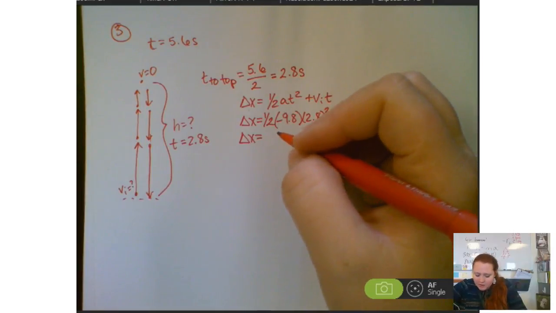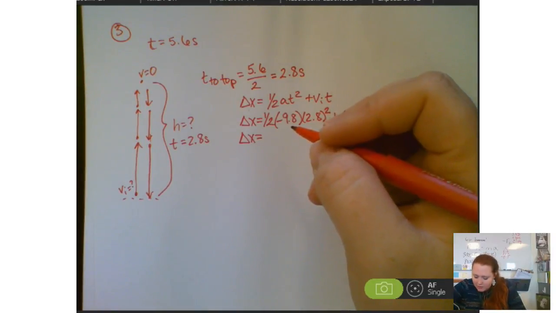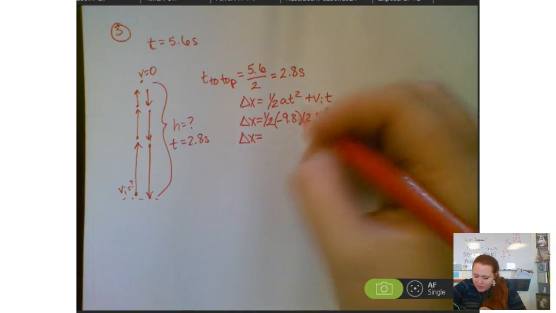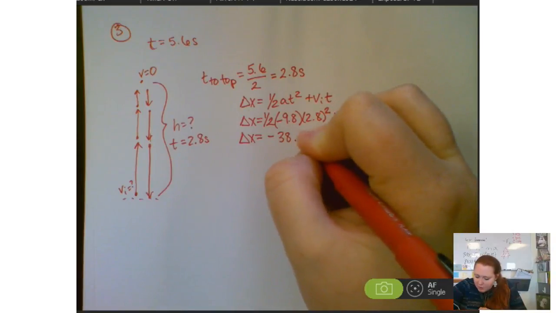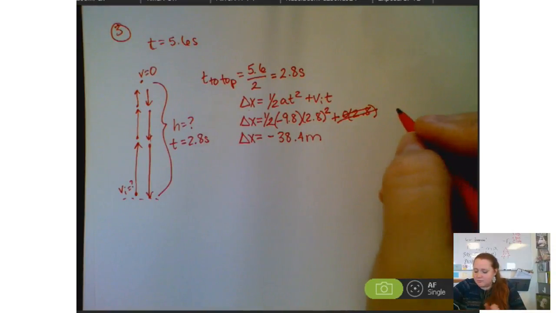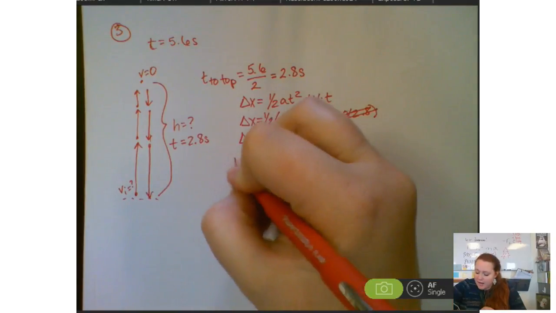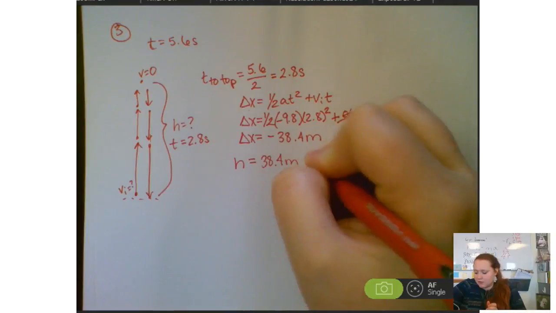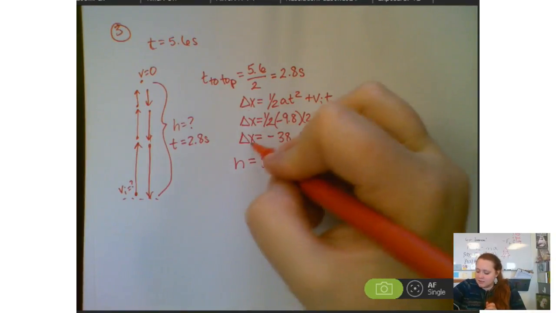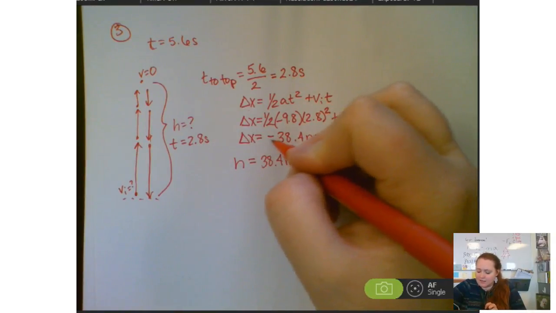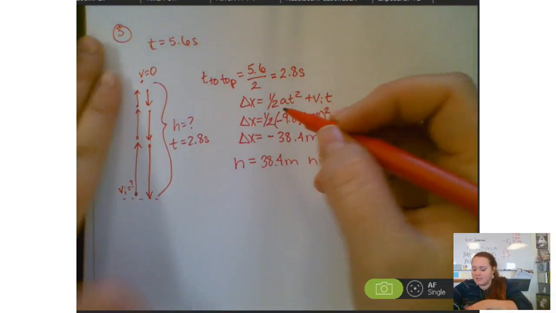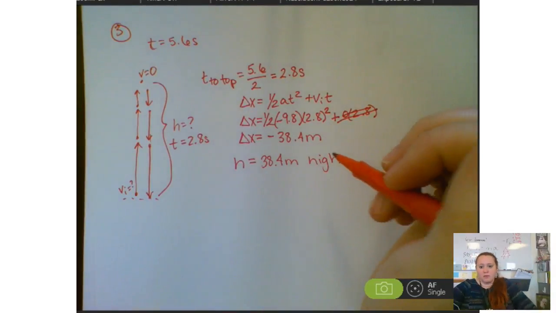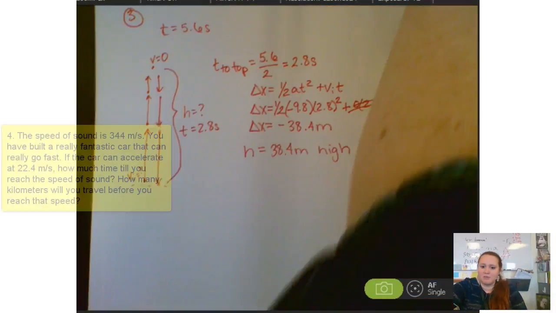So I'm going to type this in my calculator. 1/2 times negative 9.8 times 2.8 squared, negative 38.4 meters. So the height, if we just want to answer the question, is 38.4 meters high. That means here when we get a delta x equals negative, that negative is just a direction. It means that for the part that I was solving the problem, it went down 38.4 meters. Okay, let's look at number 4.